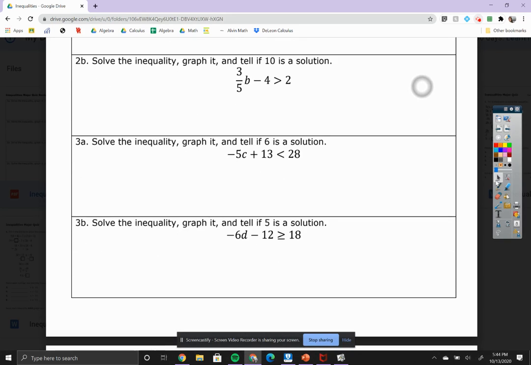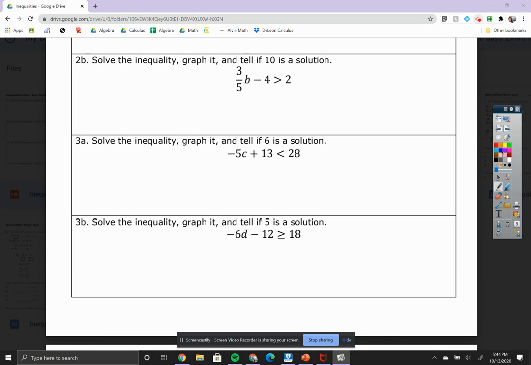Okay, next one we have 2b. And we're still doing the same 3 things. But first we need to add 4 to both sides. And then it's 3/5 b, but all that means is I can rewrite it as 3b over 5. So that variable can go on the top. So 3b over 5 is greater than 6. Writing it like this just makes it easier to know the steps that we need to complete here.